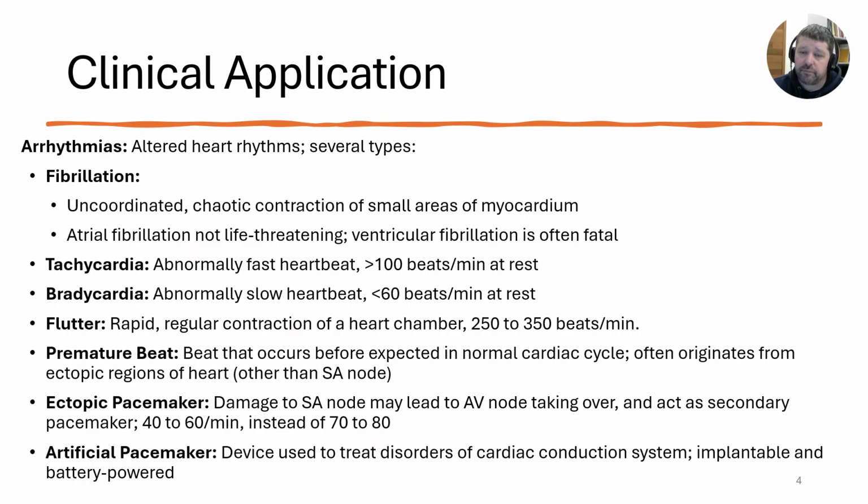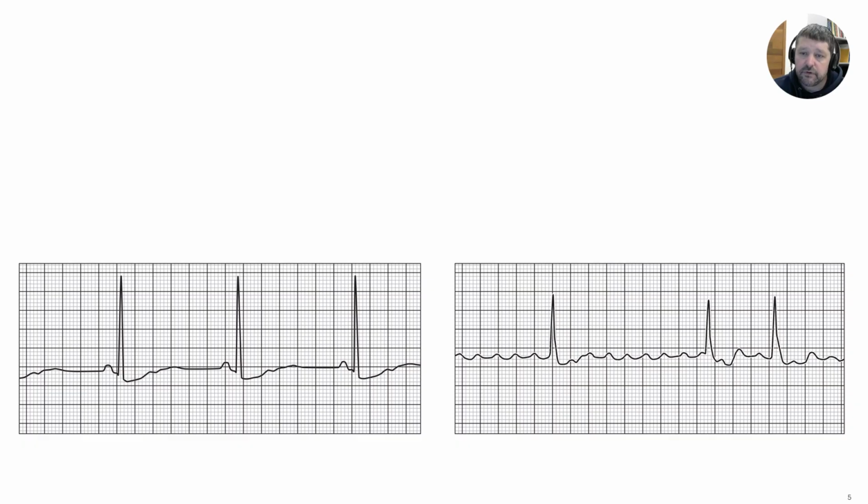Artificial pacemaker. We've talked about these. I showed you one in lab. This is just a device that can control for maybe a faulty SA or AV node, or maybe they're both faulty, and often it's just a battery powered electrical impulse that sends an electrical impulse at basically 100 beats per minute. So let's look at a couple examples of these.